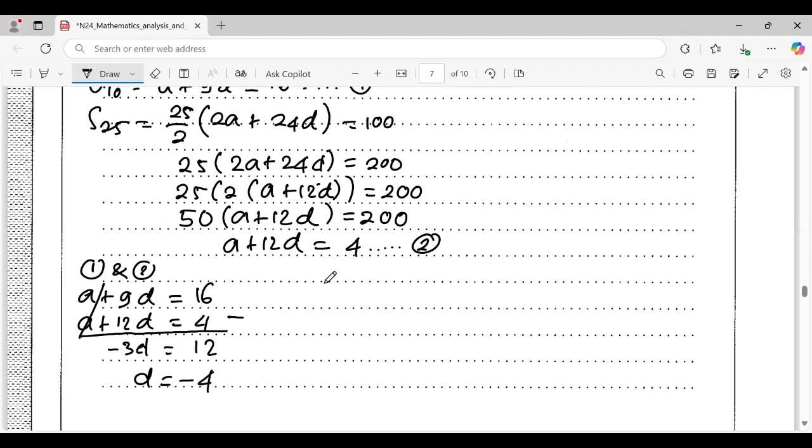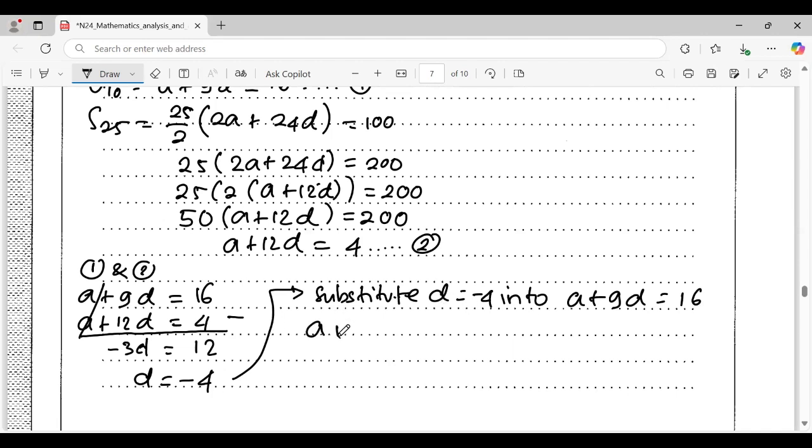And after that, substitute d equals minus 4 into a plus 9d equals 16. It means a plus 9 times minus 4 equals 16. So a equals 16 plus 36, a equals 52.